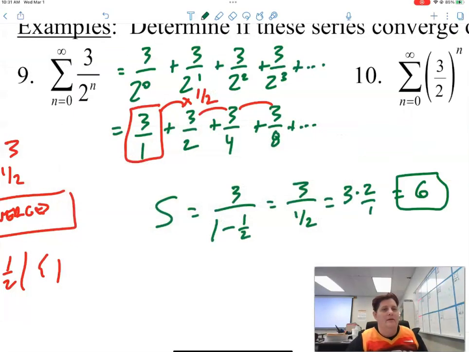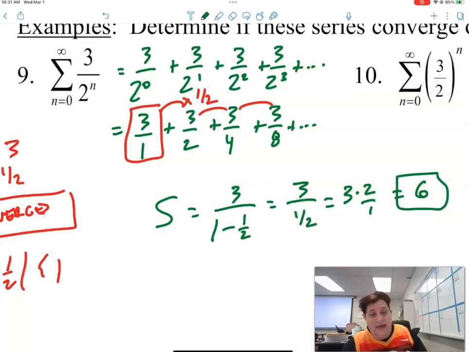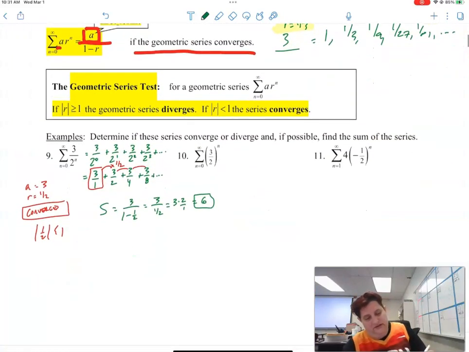All right. So when I sum up everything, it would give me 6. Let me move this.